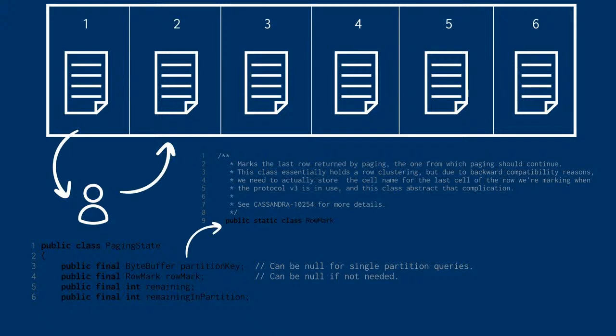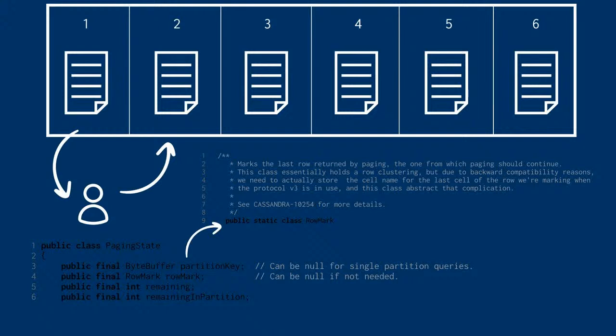So what we have at the top here is essentially a single partition. And when you do your first query, there's a configurable setting in the driver that allows you to say how many rows you want to come back whenever you do a read, and that's your page size. By default, it's 5,000.